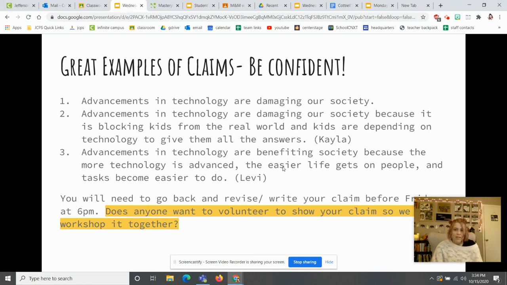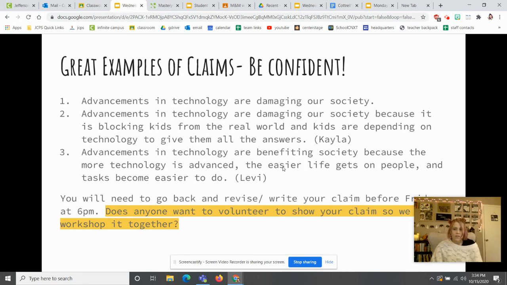So the last bit that I need to tell you is you have to be confident. Like I said, fake it till you make it. So choose a side and be confident. Don't put anything about yourself in the claim. Take yourself out of it.